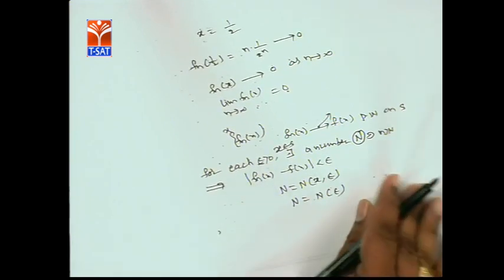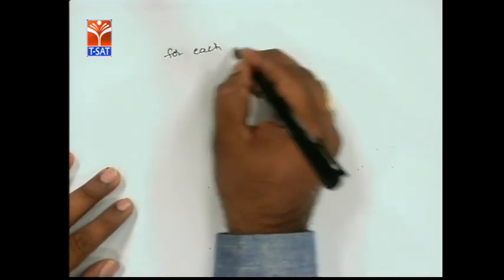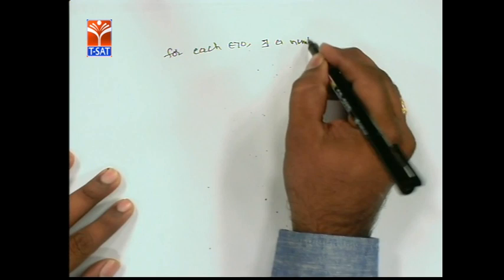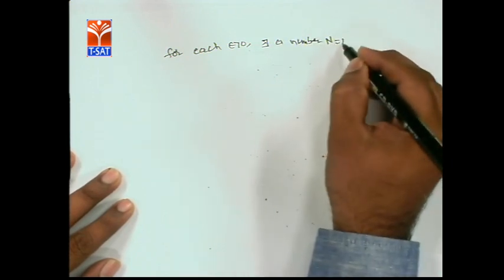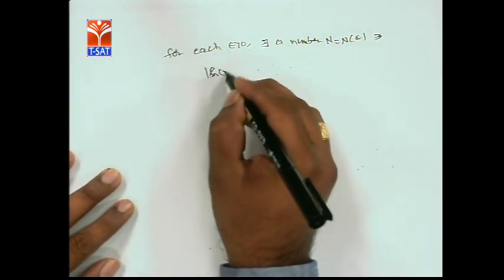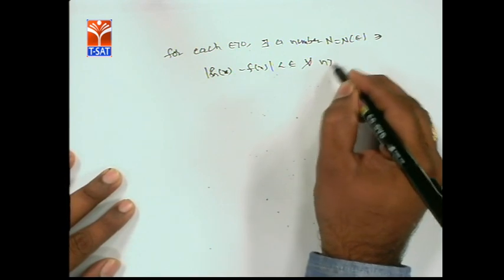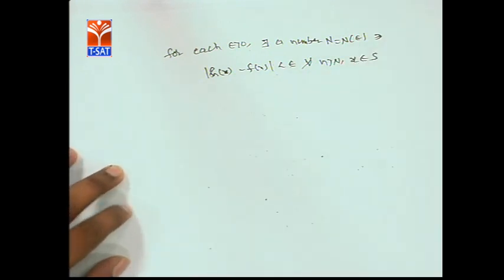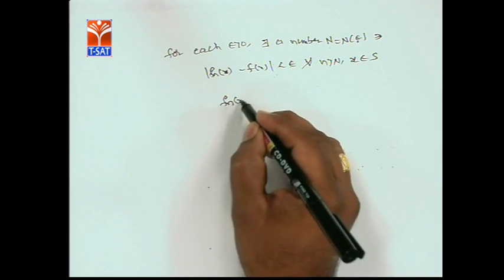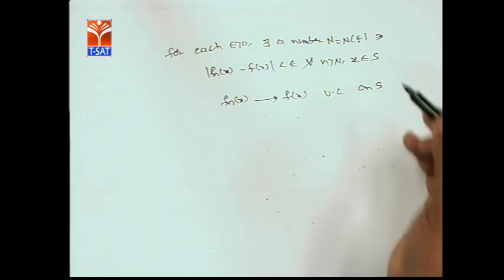for each epsilon greater than 0, there exists a number N which depends only on epsilon, such that mod fn of x minus f of x is less than epsilon for all n greater than N, x belongs to S. In this case N depends only on epsilon, then fn of x converges to f of x uniformly on S. This is the mathematical definition.